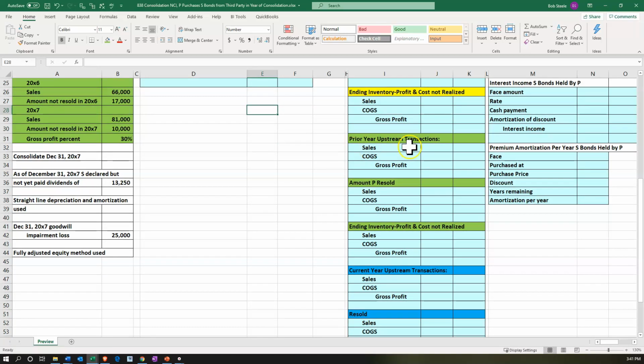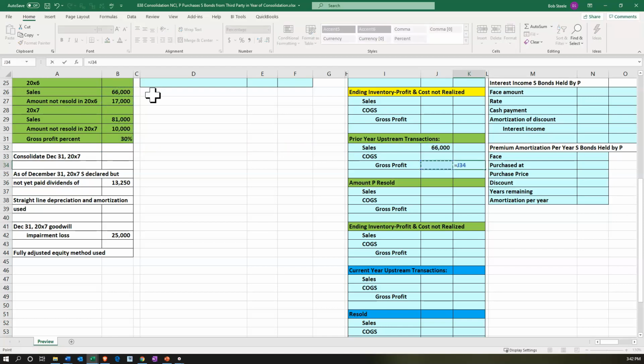So we have the prior year upstream transactions. Let's deal with those first. We had sales that took place in the prior year of the 66,000. 66,000 of sales. Then they give us the gross profit percent. So I know the gross profit percent. That means I can figure out the gross profit by taking the sales times the gross profit percent. And then we can back into the cost of goods sold by taking the difference between the two, or using the cost of goods sold percentage of sales, which would be 70%.